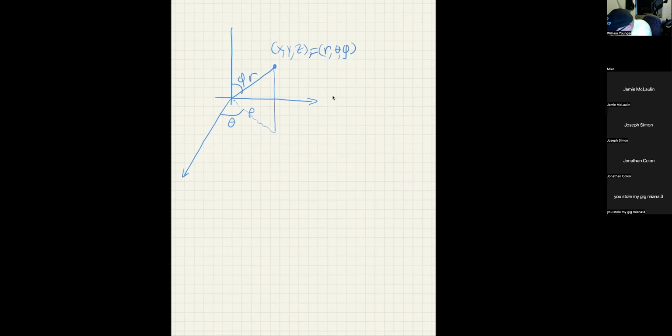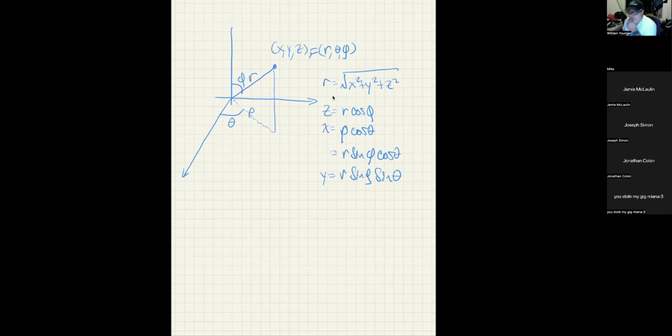So in fact, you can see R is equal to the square root of X squared plus Y squared plus Z squared. You can say that Z would be equal to R cosine phi. And you could say that X would be rho cosine theta, but rho is in fact equal to R sine phi. So X is R sine phi cosine theta. And then Y, of course, would be R sine phi sine theta. So that's a way to deal with angles in 3D.